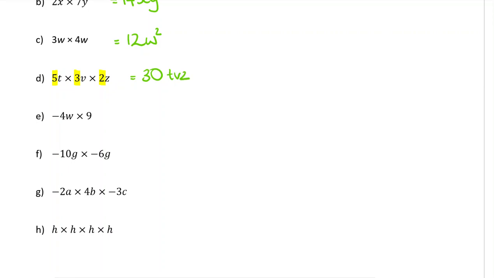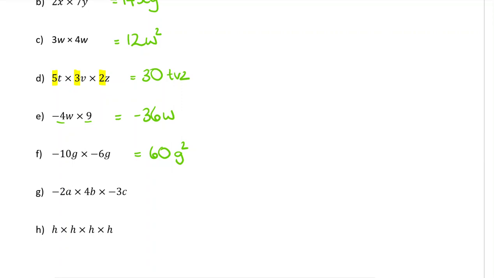In e, the numbers are minus 4 and 9. So we can multiply negative numbers, that's still okay. We did a topic on that. Minus 4 times 9 is a negative 36. And then the letter w sits at the end. Minus 10 times minus 6 for the next one will become a positive. Two minuses become a positive when you multiply them. So positive 60. g times g makes g squared.